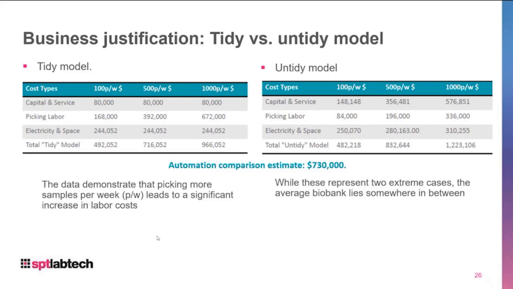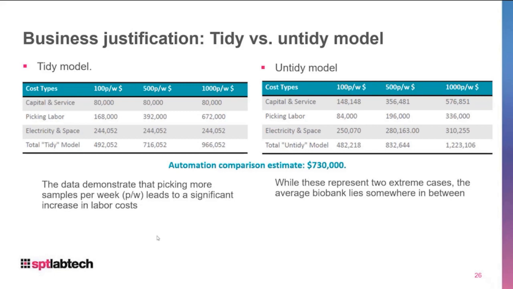So real quickly, we'll look through these numbers just to give you an idea. We'll have both models, the tidy model and the untidy model. The headers here, cost types, are pretty straightforward: capital and service being the initial investment and the service contracts. Picking and labor is labor cost, then electricity and space. So again, electricity costs of the actual freezers and the space that they take up.